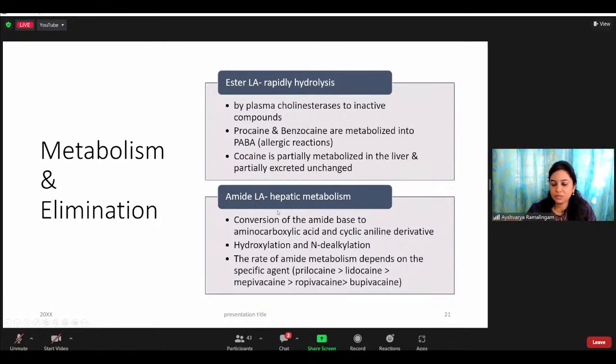Amide local anesthetics almost all undergo hepatic metabolism. They are converted to amino carboxylic acid and cyclic aniline derivatives. They further undergo hydroxylation and N-dealkylation. An exception to this is articaine, which undergoes metabolism through hydrolysis. The rate of amide metabolism depends upon the individual agent. Lidocaine undergoes faster metabolism compared to ropivacaine and bupivacaine.